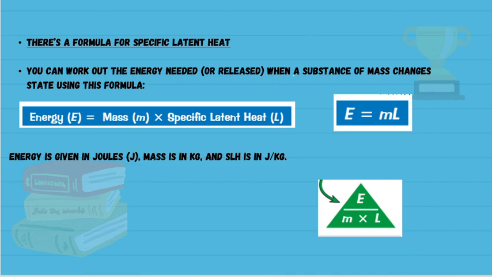There is a formula for specific latent heat. You can work out the energy needed or released when a substance of mass m changes state using this formula. Energy E is equal to mass m times specific latent heat L. E = mL. Energy is given in joules (J), mass is in kg, and SLH is in joules per kg. E divided by m gives L.